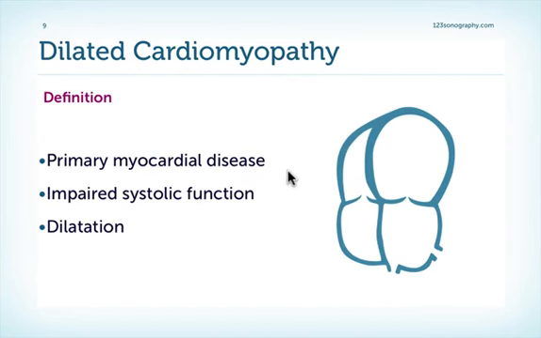It is defined as a primary myocardial disease which shows systolic dysfunction and where the key finding is a dilatation of the left ventricle. In contrast to, for example, coronary artery disease, where the problem is a coronary one which causes infarcts and thereby dilatation of the left ventricle, dilated cardiomyopathy is a primary myocardial disease.